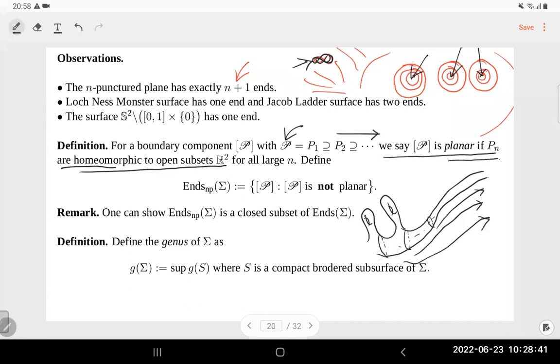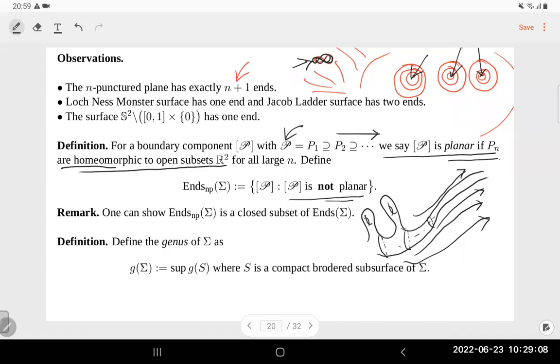Notice that P1 is not embeddable in the plane because it contains a handle. P2 is also embeddable in the end. P3 is embeddable in the end. So an end is said to be planar if eventually all the subsets are embeddable in the plane. And here is the definition of a non-planar end: non-planar end means P_n is not planar.